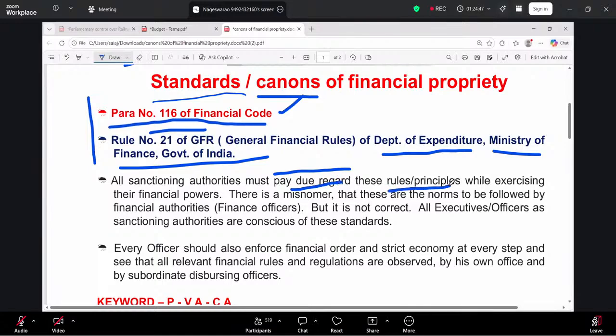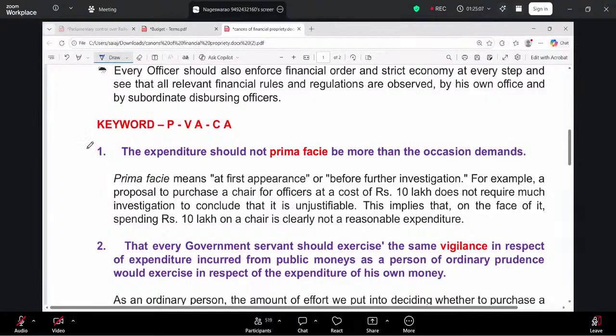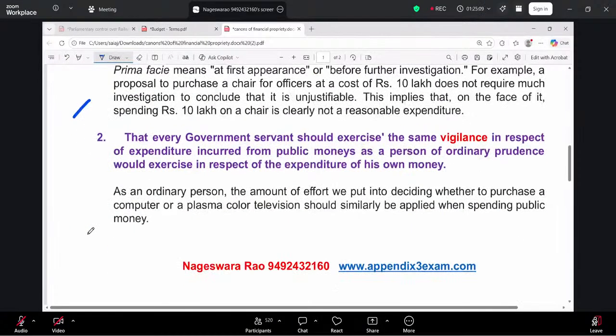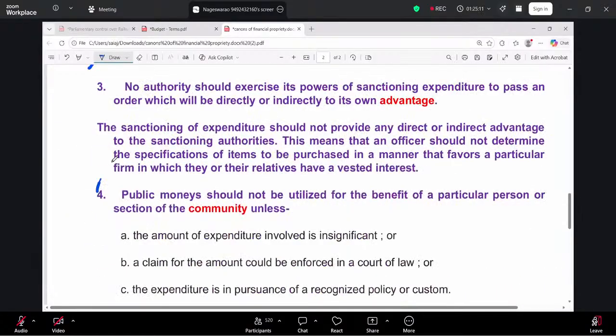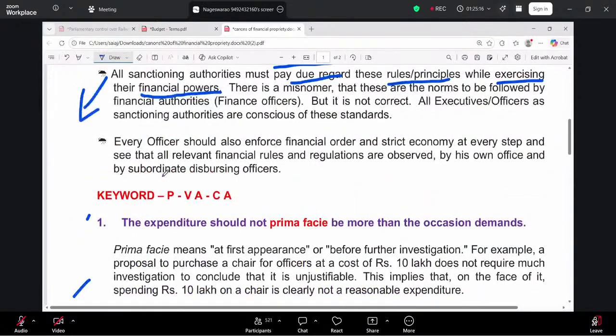These rules or principles apply while exercising their financial powers, that means it is not limited to accounts. It is for every executive: AME, ACM, AMM, AE, everyone. Okay. Here it is divided into 1, 2, 3, 4, 5. For descriptive you have to remember, otherwise not required. Just please understand the concept.